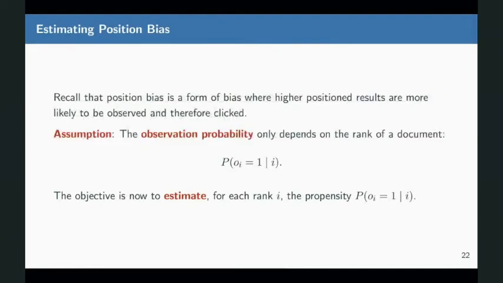The key assumption that most works make right now is that the probability of examination only depends on the rank of the document. So this sort of goes back to the question you asked me earlier. In this case, we only need to know at what rank the document was displayed when we saw the click, and what was the probability that at that rank you would be examined. So we want to estimate per rank how likely someone is to click there.